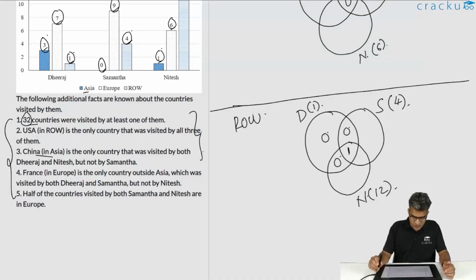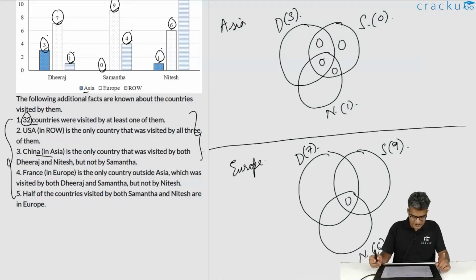China in Asia is the only country visited by both Dheeraj and Nitesh but not Samantha. Let us go back to Asia. There is one country in Asia which Dheeraj and Nitesh visited. This is 1. That country is China. This would imply that Nitesh alone visited no country, because the total number of countries in Asia that Nitesh visited is 1. That country is China, which Dheeraj and Nitesh visited. So Nitesh alone visited no country.